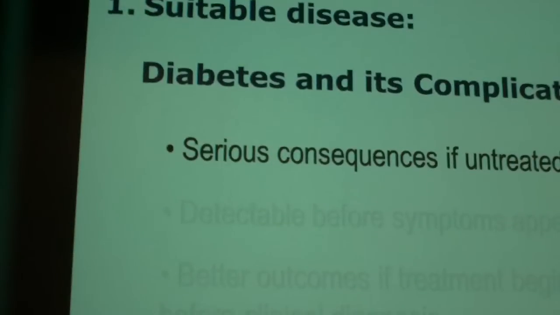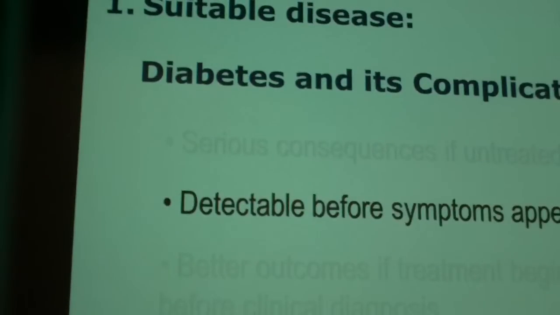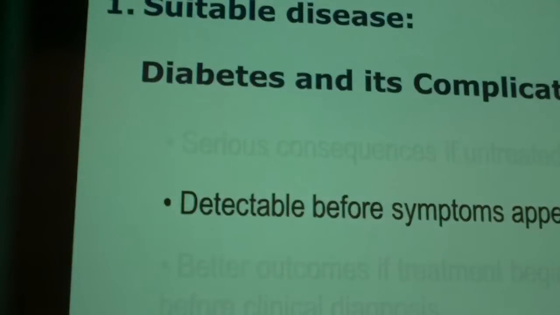So, is diabetes and its complication a suitable disease for screening? Yes, because it has serious consequences if untreated. Can you detect it before symptoms appear? Does anyone know? Can you detect diabetes before 1 year, 2 years? Any markers? I think the first develops the resistance, insulin resistance, then the diabetes.